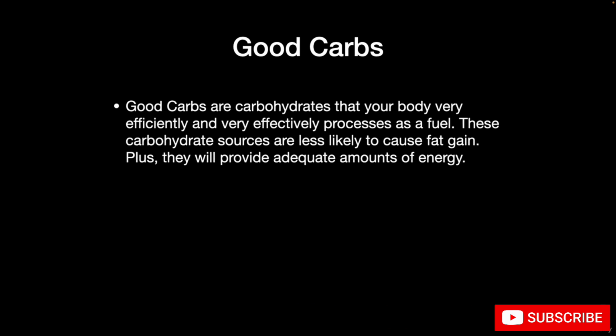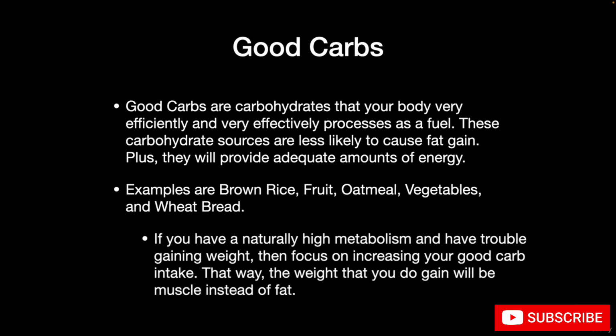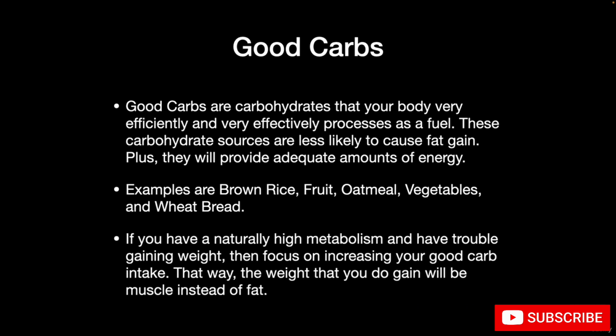Good carbs. Good carbs are carbohydrates that your body very efficiently and very effectively processes as a fuel. These carbohydrate sources are less likely to cause fat gain, plus they will provide adequate amounts of energy. Examples are brown rice, fruit, oatmeal, vegetables, and wheat bread. If you have a naturally high metabolism and have trouble gaining weight, then focus on increasing your good carb intake. That way, the weight that you do gain will be muscle instead of fat.